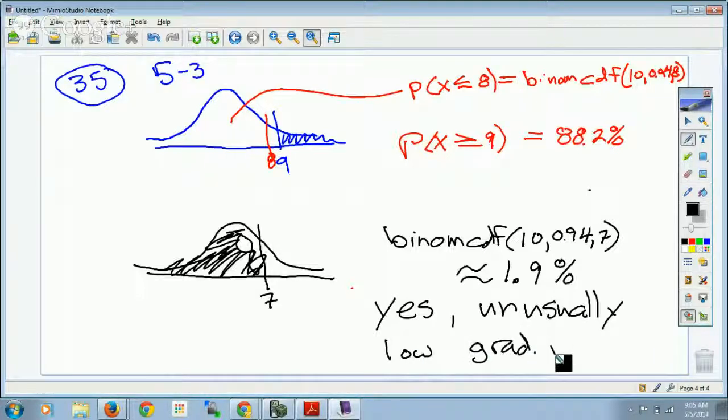Graduation rates. We expect more than 7 to graduate. 9 or more is 88%, right?